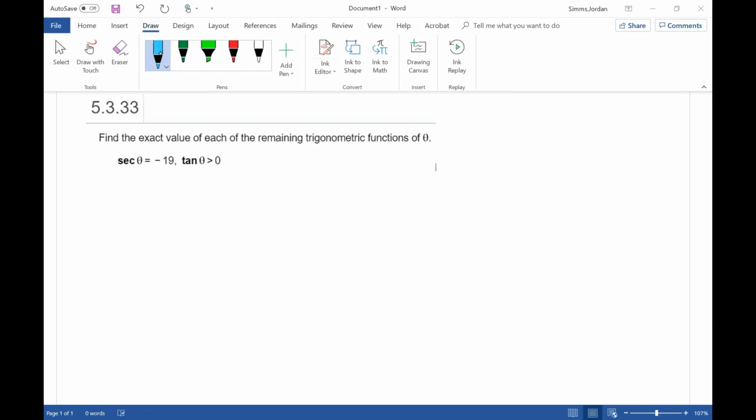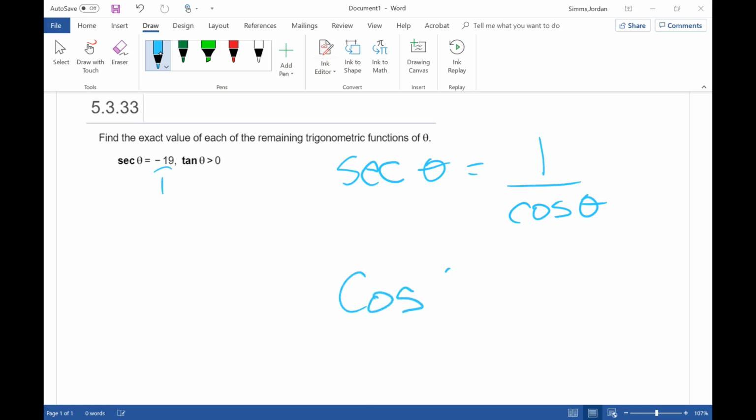So, we know that the secant of theta is negative 19 and the tangent of theta is 0. All right, so the secant of theta, let's think our way through this a little bit. Remember, the secant of theta is like saying 1 over the cosine of theta. That's the inverse of the cosine. So, if I flip this over, the cosine of theta is going to equal negative 1 over 19.